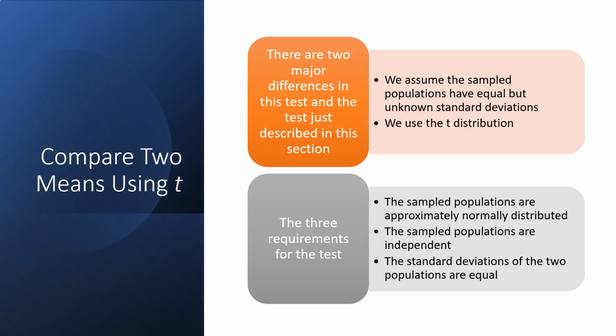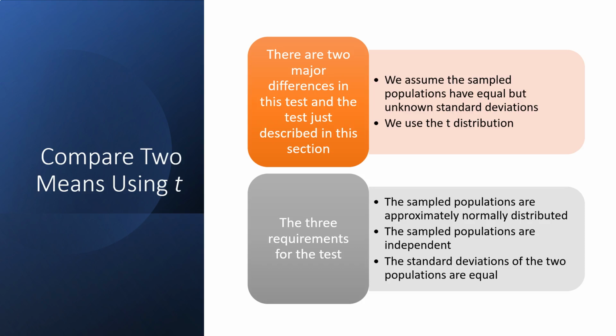So there are two major differences in the test statistic and the Z that we've looked at before. Basically, we're assuming whether or not we know the population standard deviation. When we're comparing two means, we're assuming that we don't know the standard deviation of the populations. And so in that case, we would use the t-test.